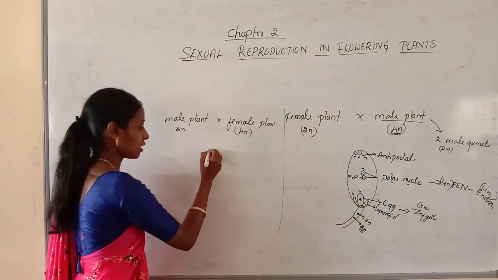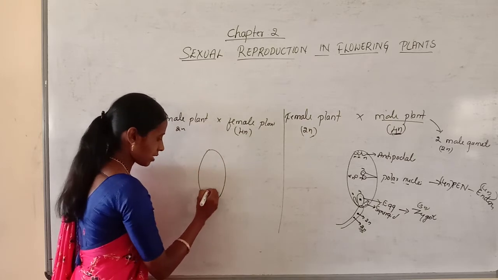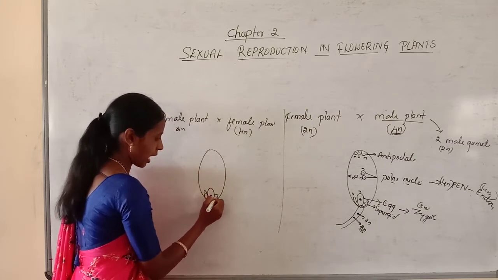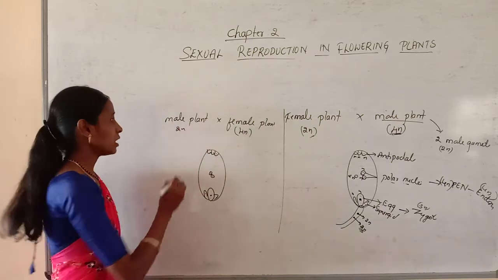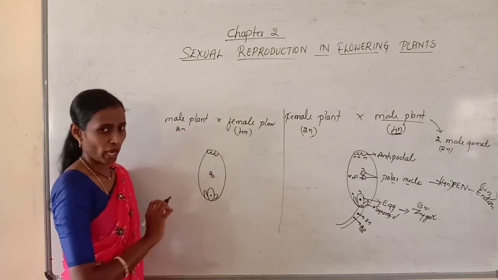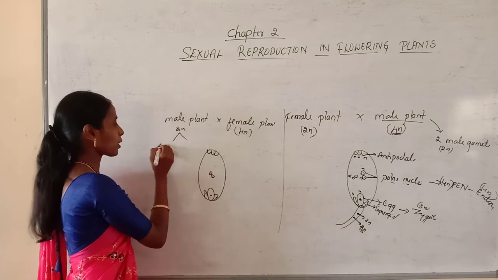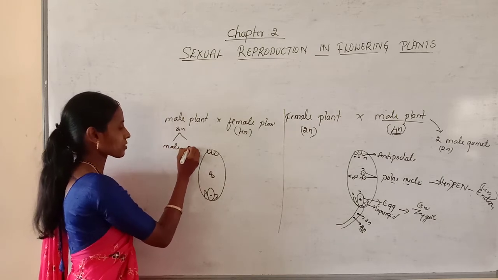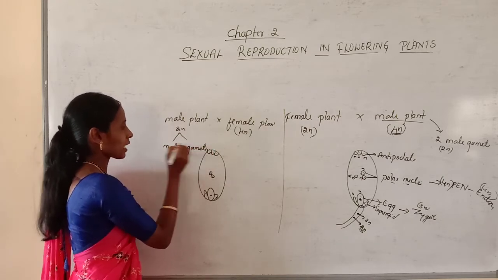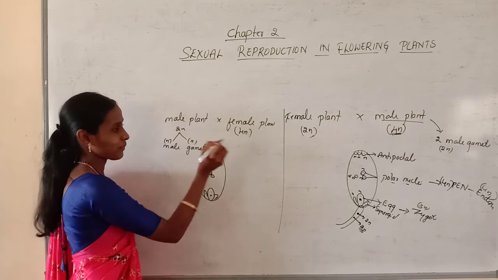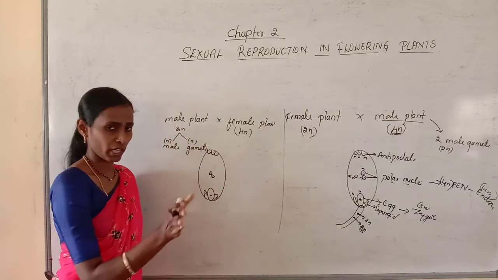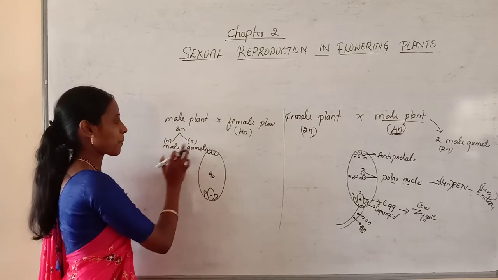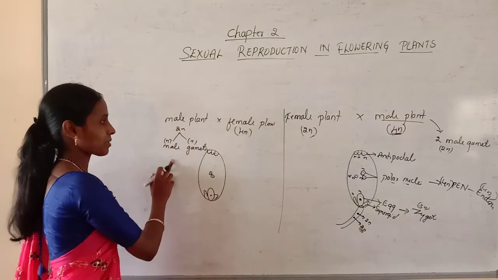Again we need to draw the embryo sac. Here there will be the egg apparatus. Here 2 polar nuclei. Here 3 antipodals. So as the male plant is diploid, it produces 2 male gametes, and both are haploid, that I have explained before. A normal male plant will be diploid in nature and it produces 2 haploid male gametes. Now the male gametes are haploid.